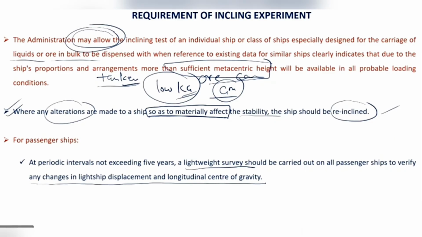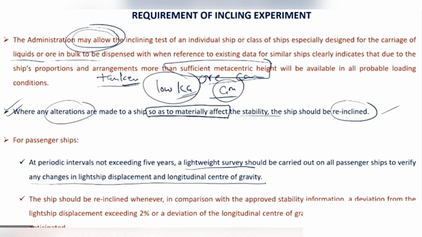But other than that, even if passenger ships have not undergone any modification, they still need to undergo a light ship survey every 5 years. And then during the light ship survey, if the light displacement of the passenger ship is found to have changed by more than 2%, or its LCG has been found to have shifted by more than 1% of the length, if the deviation exceeds these limits, the passenger ship needs to be re-inclined.